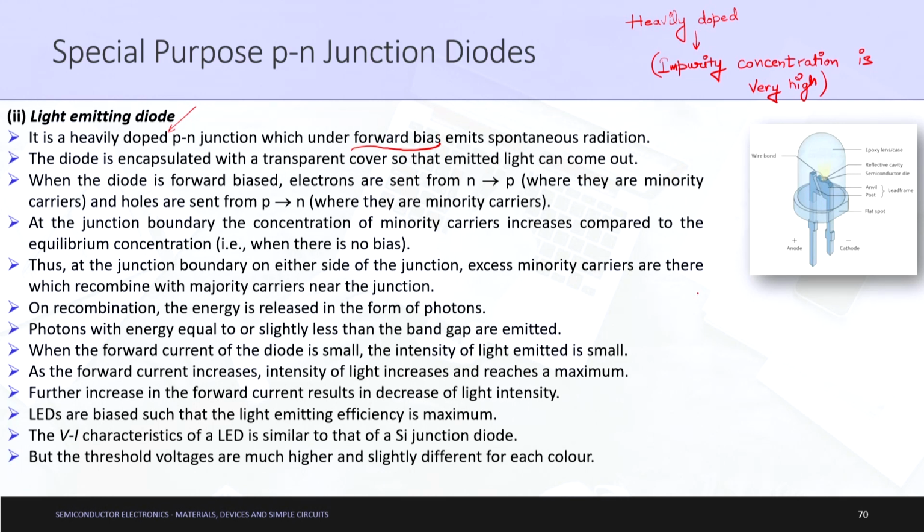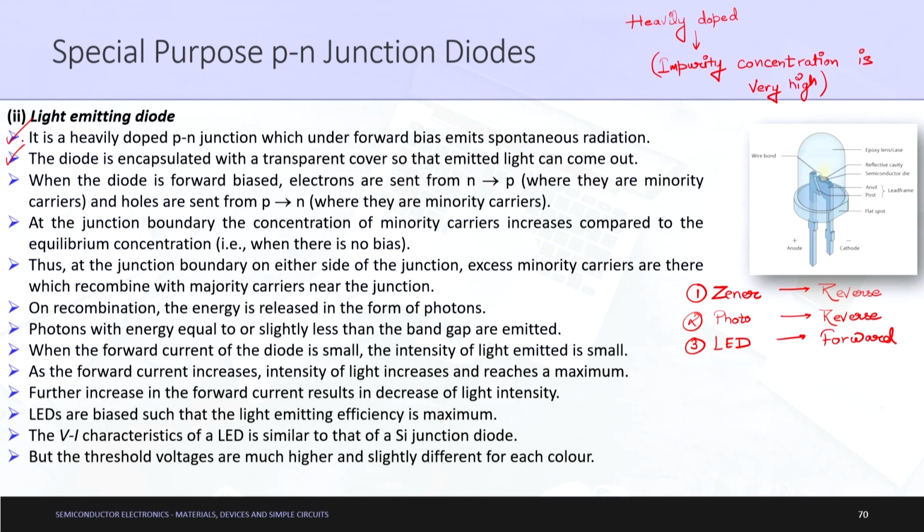Okay. So, just for a revision, I will keep on explaining these things again. So, please remember, Zener diode works in reverse bias, photodiode works in reverse bias, light emitting diode, that is LED, works in forward bias, till now. Okay. So, it is a heavily doped PN junction which under forward bias emits spontaneous radiation.